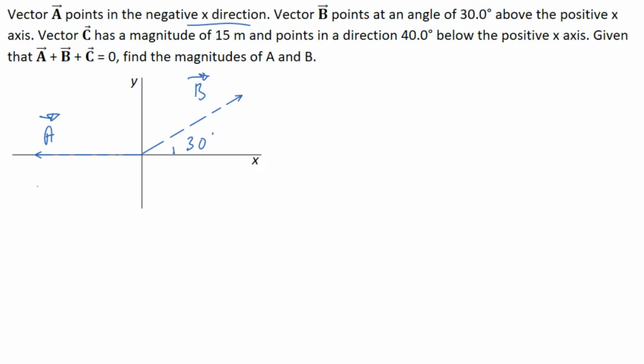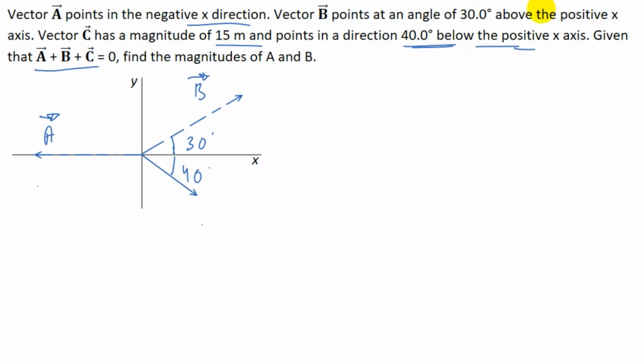Now next we are given that vector C has a magnitude of 15 meters and points in a direction 40 degrees below the positive x. So this is our vector C, which is below the x-axis, and this angle is 40 degrees. We are also given that the sum of vectors A plus B plus C equals 0. And then we need to find the magnitudes of vector A and vector B. So this is our question.